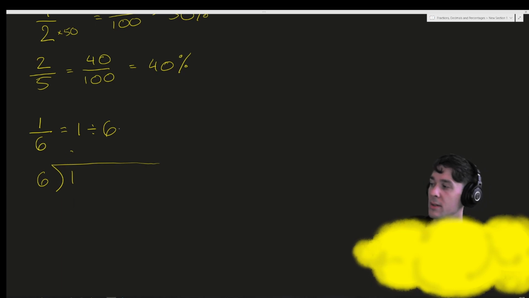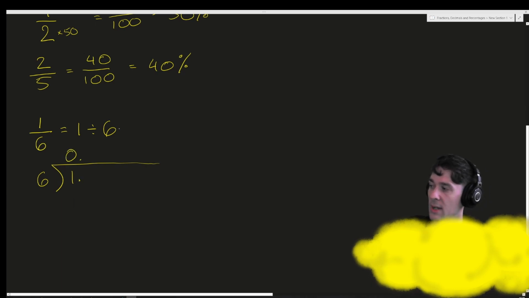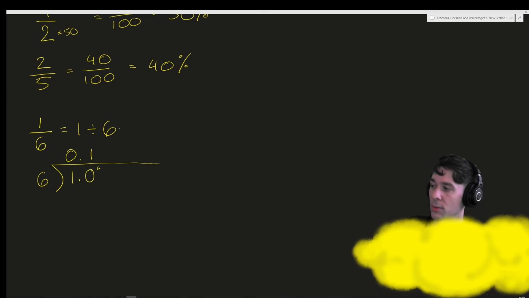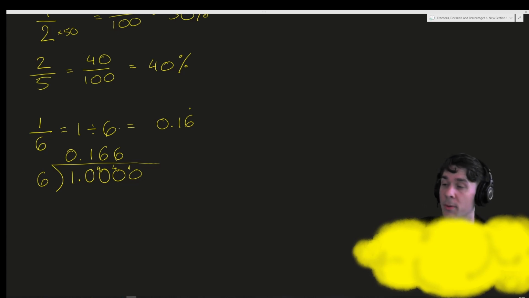6 goes into 1 0 times. We add decimals and put a 0. 6 goes into 10 once with a remainder of 4. 6 goes into 40 6 times with a remainder of 4. And we can see that this will repeat forever. And so 1 divided by 6 is 0.16 repeater.